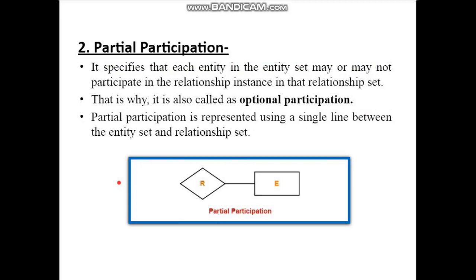Next, partial participation. It specifies that each entity in the entity set may or may not participate in that relationship instance, in that relationship set. That is why it is also called as optional participation. Partial participation is represented using a single line between the entity set and relationship set. So this is the diagram you can see. There is a single line between the entity type or the entity set and the relationship set.